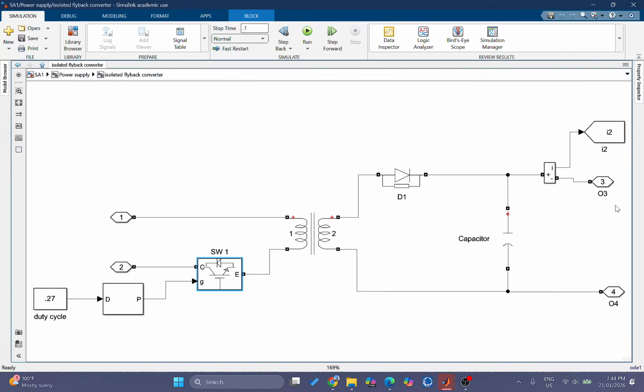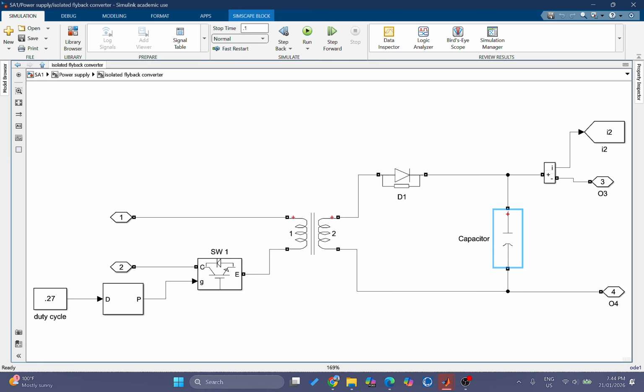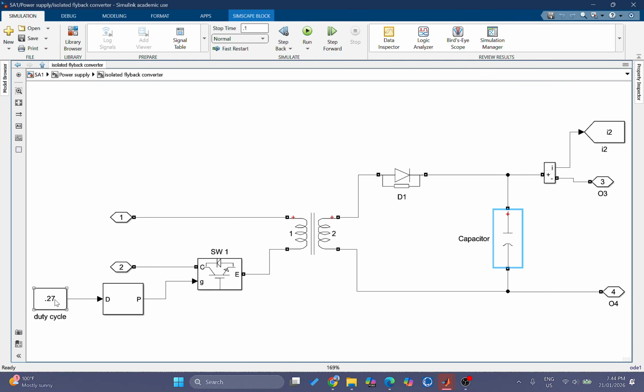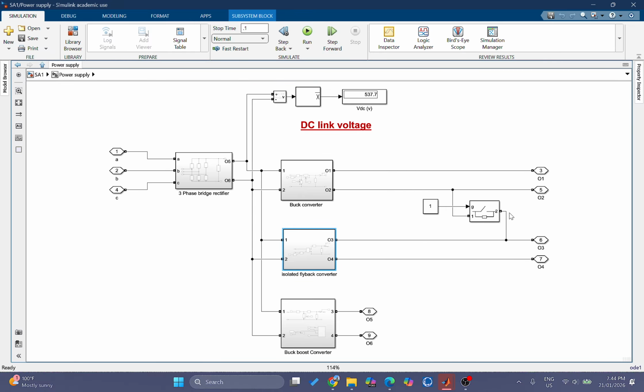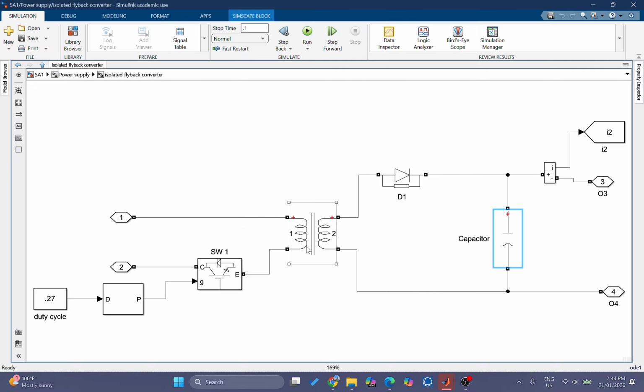And we got the capacitor value of 0.6 e to the power minus 4. Then the duty cycle is 0.27, and when I simulate, I'm getting 48.34. However, there is a small voltage drop. We require 50 volt. This voltage drop is because of the internal transformer losses.